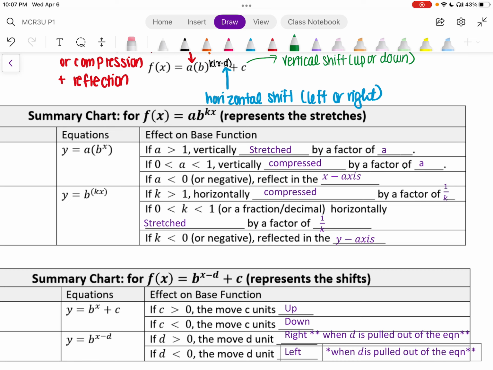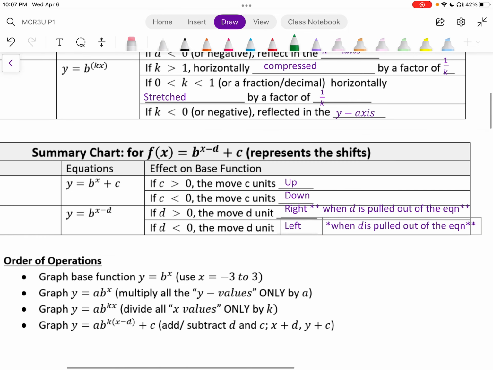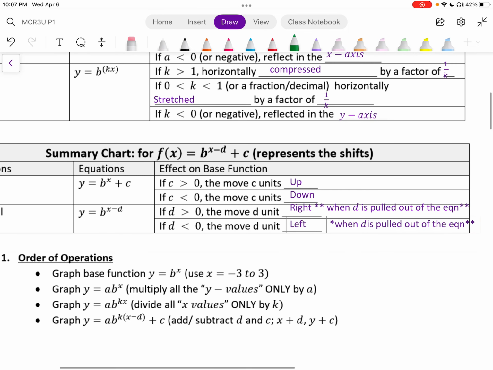If k is greater than 1, it's going to be horizontally compressed. So in this situation, it's just the opposite, by a factor of 1 over k. If it's a fraction, it's actually going to be stretched by a factor of 1 over k. And if k is less than 0, it's going to be reflected in the y-axis. And then if you have b to the power of x plus c, that means that it's going to move up or down, right? If it's a plus c, it's going to move up. If it's a minus c, it's going to move down.